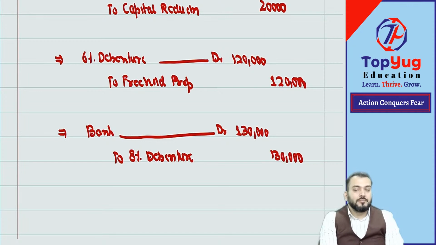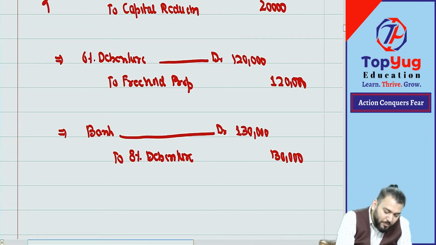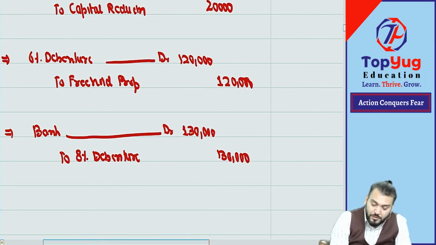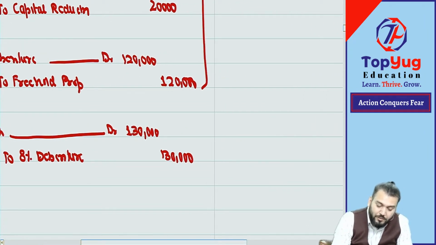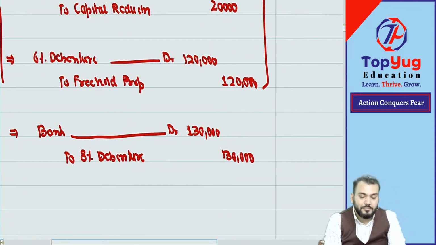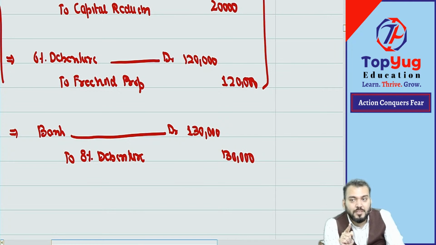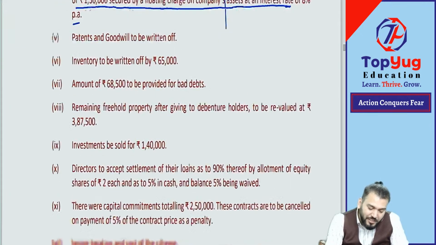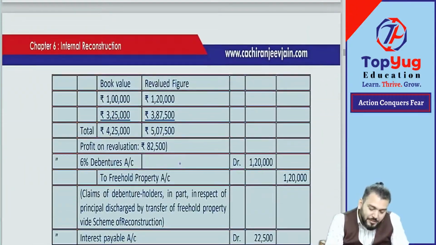Have you understood? You can also compound this journal entry. In compounding, you are expert or not? You can compound. These two journal entries we can compound. If you want to compound, what journal entry will you do? Tell me. 6% debenture 1,20,000 to freehold property 1 lakh, and the difference will be transferred to capital reduction. You can do it that way also. I think ICAI has given that journal entry. We will check what ICAI has given.